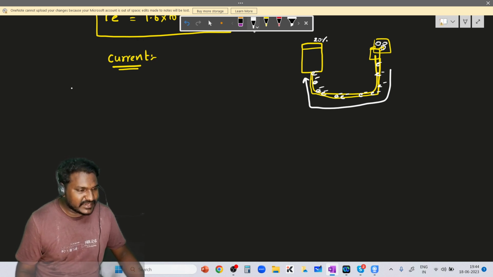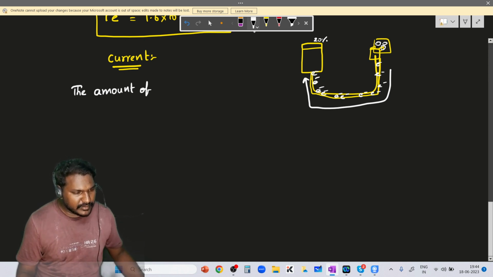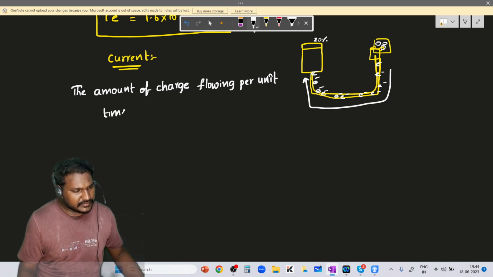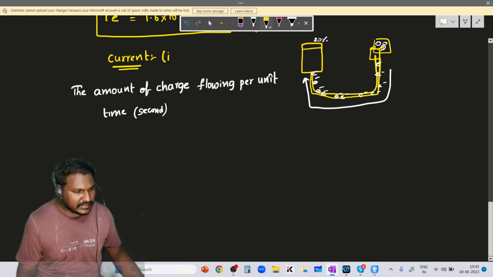So current is defined as the amount of charge flowing per unit second or per unit time. The amount of charge flowing per unit time is known as current. Current is denoted by the symbol I, and the mathematical formula for current is I is equal to Q by T.